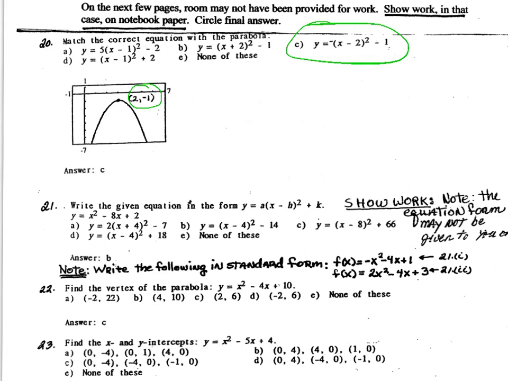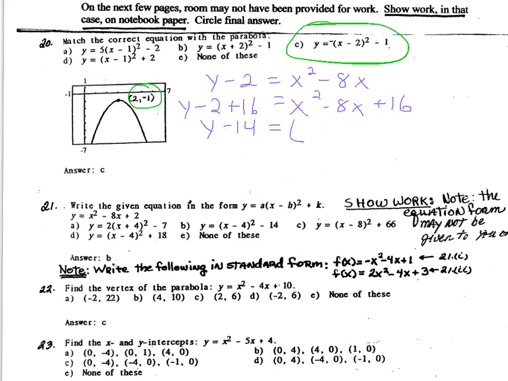In number 21, we want to write the equation in standard form. So the first thing I'm going to do is subtract 2 to the other side. And there's nothing out in front of the x squared, so we're ready to complete the square. So if I take -8 and divide by 2 and square it, I'm going to get 16. So I want to add 16 to both sides of the equation. So I have y minus 14, and I'm going to factor to get (x - 4) squared. And then for my final answer, I'm going to move the 14 over to the other side. And I see that the answer is B.